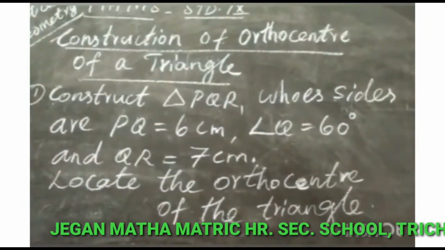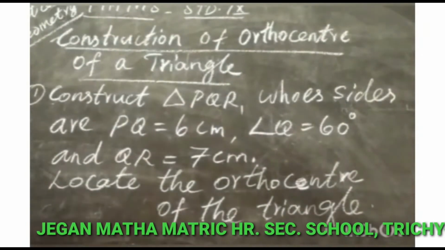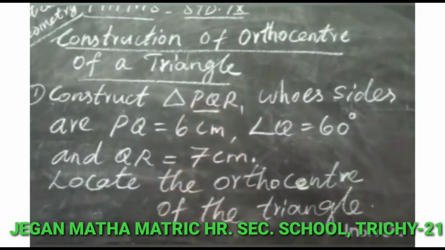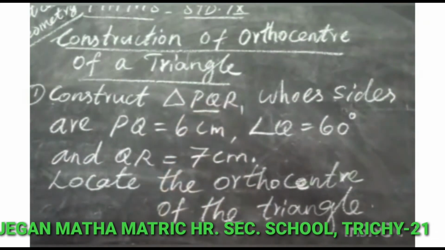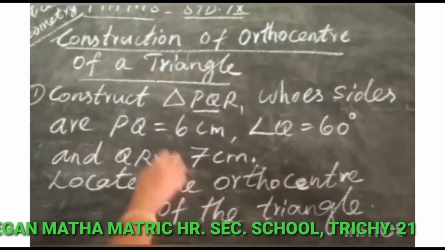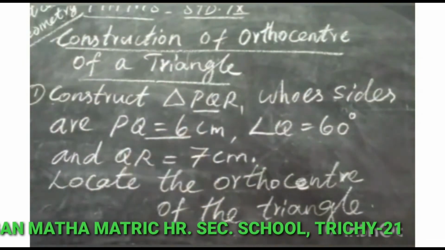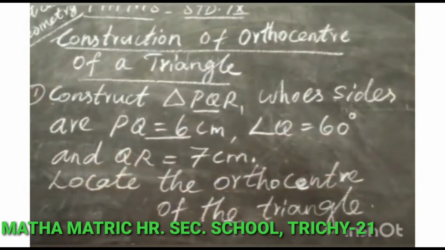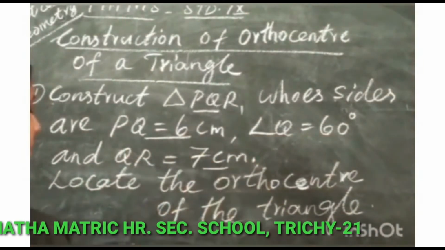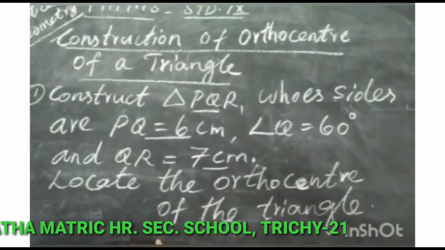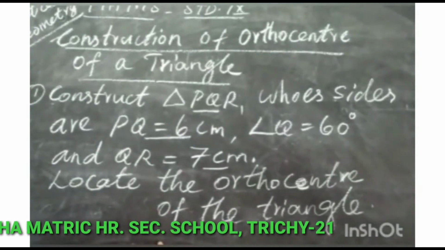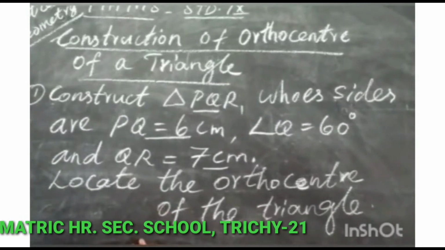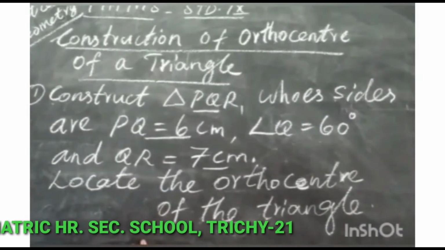Now let us see the first given example. See the heading: construct triangle PQR whose sides are given. PQ equal to 6 centimeter, angle Q equal to 60 degree, and another side QR equal to 7 centimeter. Locate the orthocenter of this given triangle. First, by using the given measurements, you have to draw the rough diagram. After that you can start the main diagram.